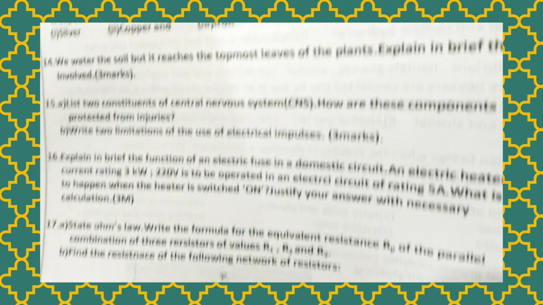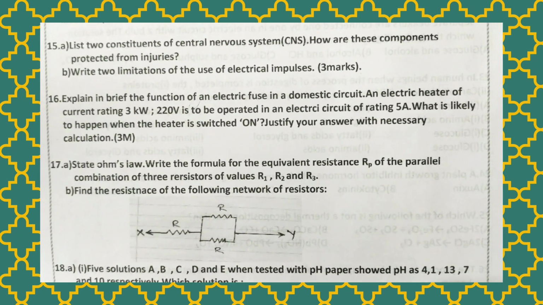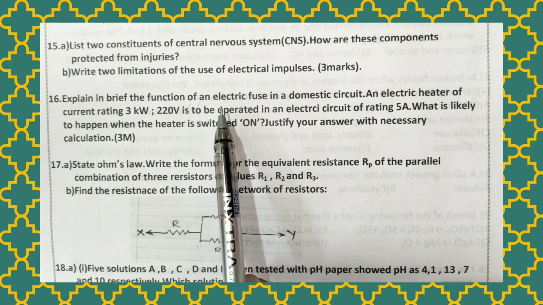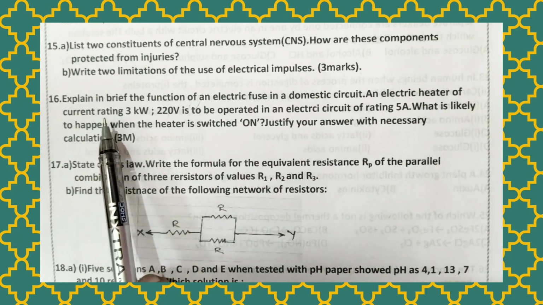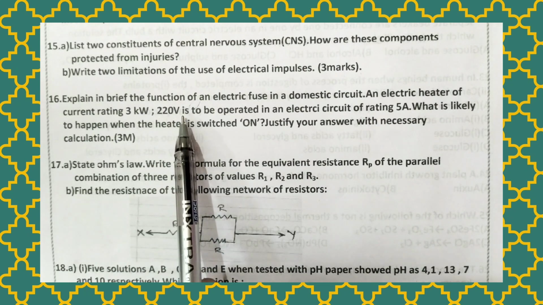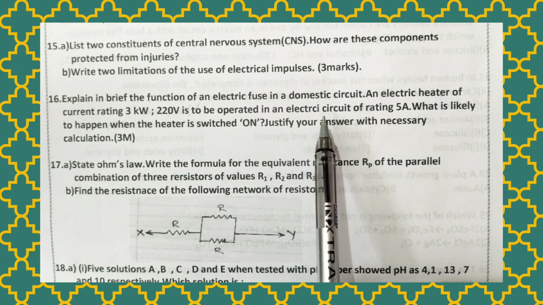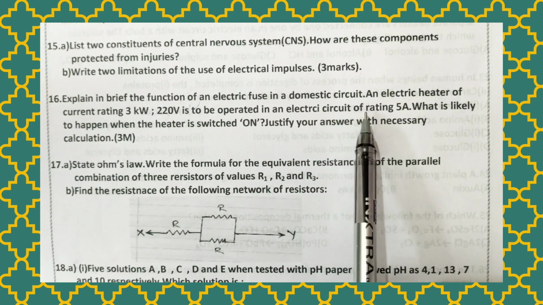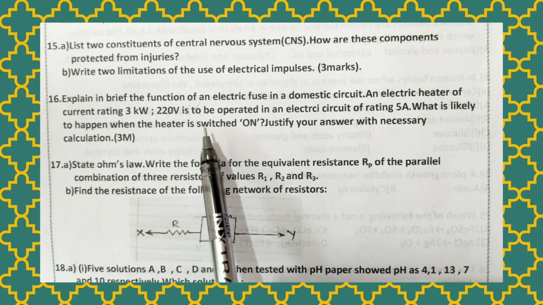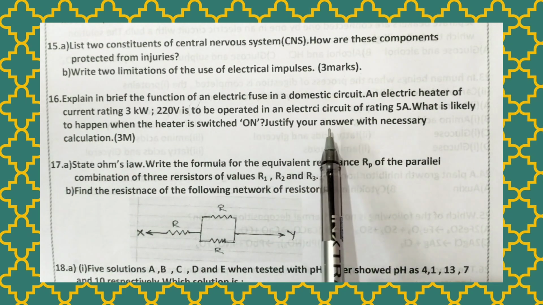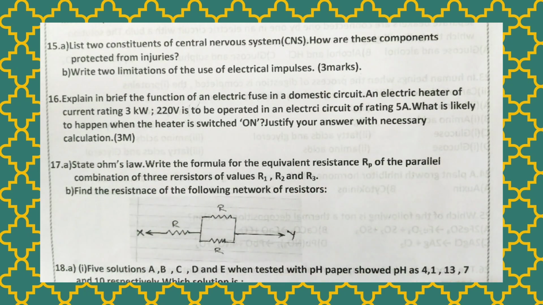Now let us move to the 16th question. Explain in brief the function of electric fuse in a domestic circuit. An electric heater of current rating 3 kilowatt 220 volts is to be operated in an electric circuit of rating 5 ampere. What is likely to happen if the heater is switched on? Justify your answer with necessary calculation. So let us answer this question now.